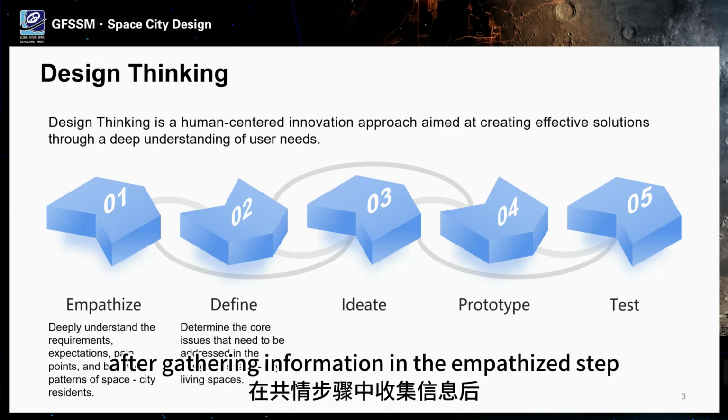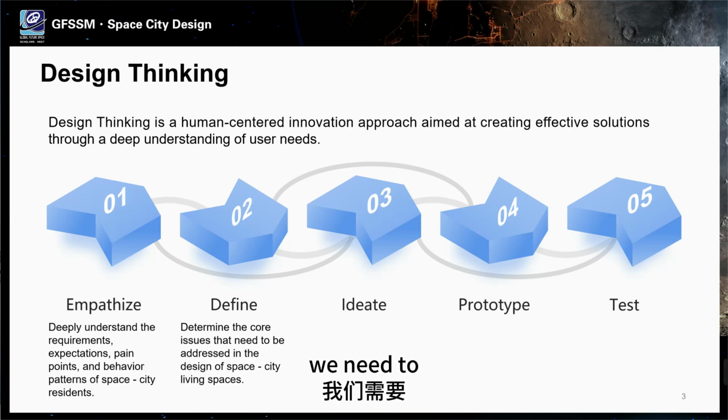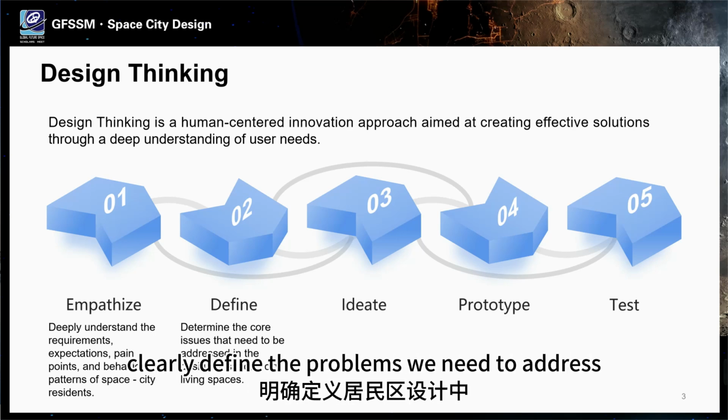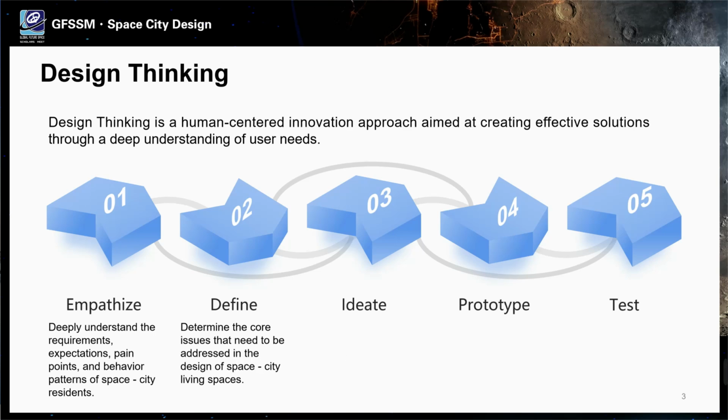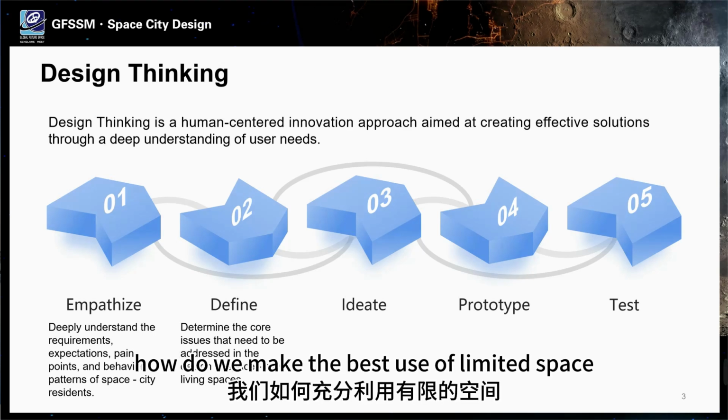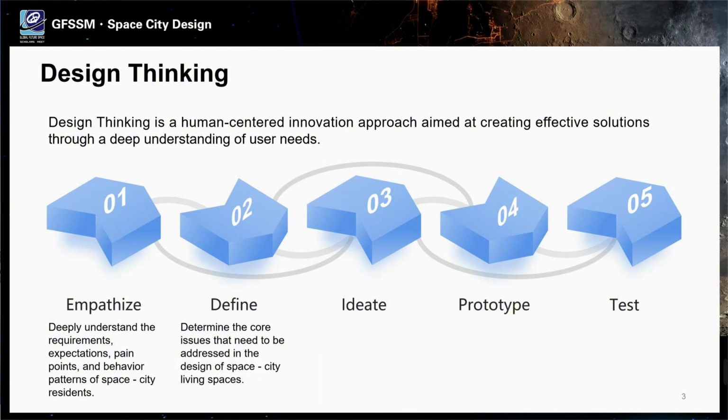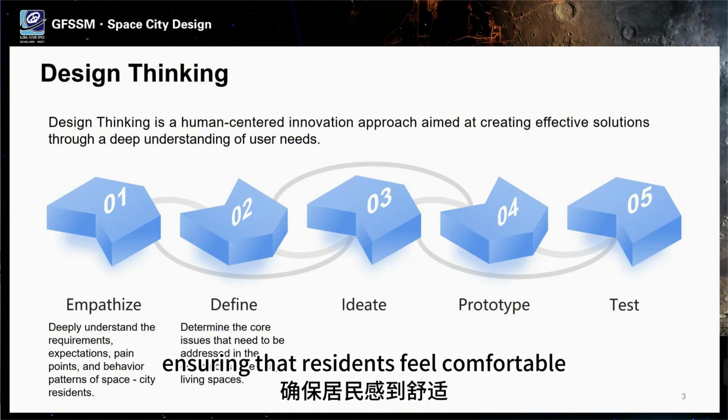Define. After gathering information in the empathize step, we need to clearly define the problems we need to address in the design of living spaces. For example, how do we make the best use of limited space, ensuring that residents feel comfortable and their needs are met?